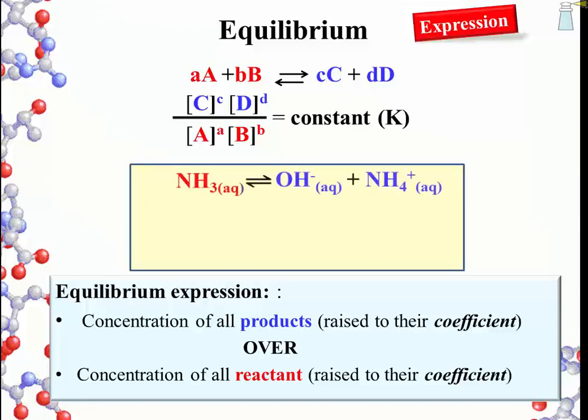A second example is the base dissociation of ammonia in water, producing hydroxide ion and the conjugate acid ammonium. The numerator of the equilibrium expression has the concentration of the product hydroxide ion times the concentration of the product ammonium ion over the concentration of the reactant ammonia. Since all the coefficients in the chemical equation are implied ones, there will be no added exponents.